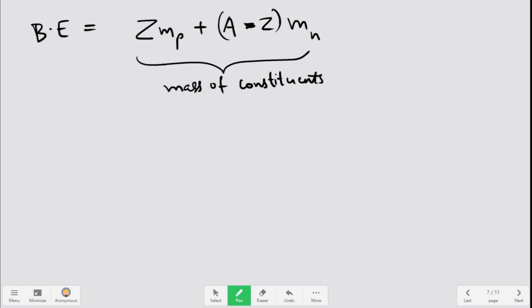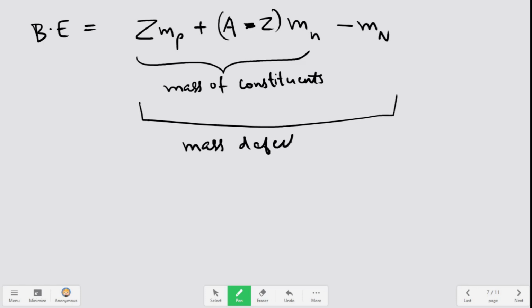Now the total mass of constituents is always a little greater than the mass of nucleus, and this is called mass defect. There is a small difference between mass of constituents and mass of nucleus. This defect in mass is called mass defect. And when you multiply mass defect by C square, you will get the binding energy. So this defect in mass is converted to energy, which is called binding energy.